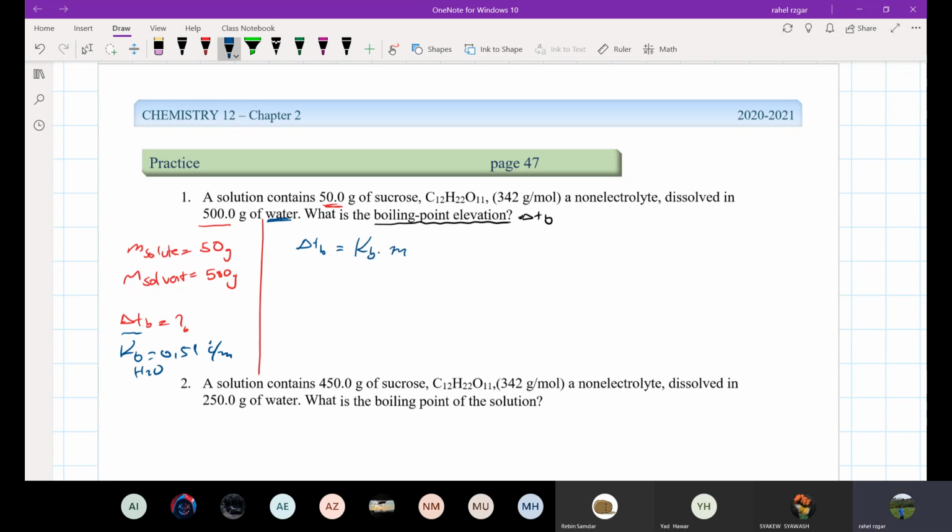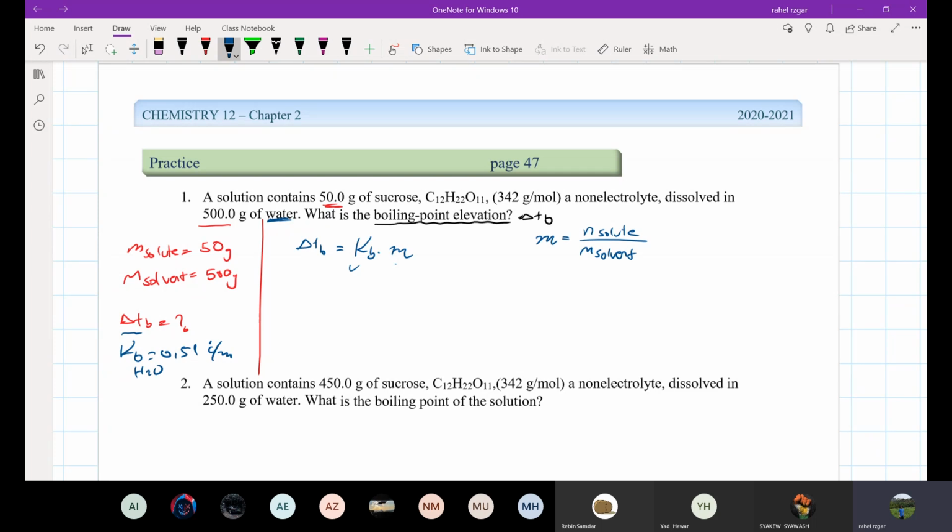So delta Tb is equal to Kb times molal. We have Kb, but we don't have molal. Just like the previous questions, go find molality. Molality is equal to, pay attention very carefully, moles of solute over mass of solvent. See, again and again. We are solving chapter 1, section 3 questions all over again and again.